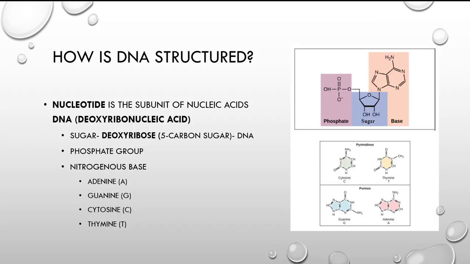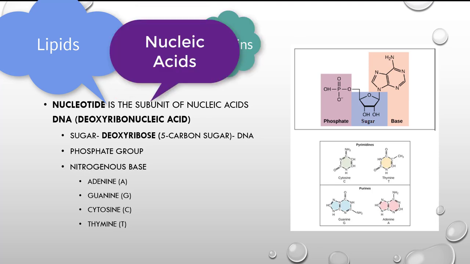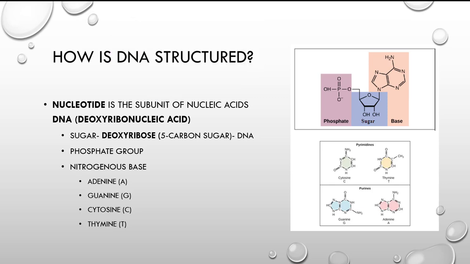Okay, so let's get into how it's structured. Let's begin with a little bit of review of the monomer. We recall in the last topic, topic 3, we learned about the 4 macromolecules of life. We learned about the carbohydrates, the lipids, the proteins, and the nucleic acids. We spent a little bit of time talking about nucleic acids, the DNA and the RNA, and those being the polymers and the nucleotide being the monomer that makes up the polymer.